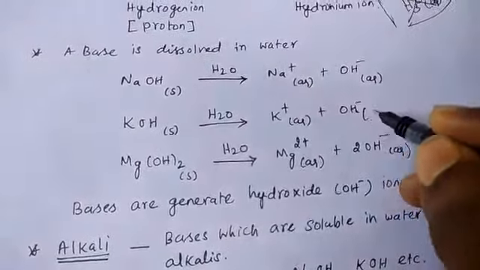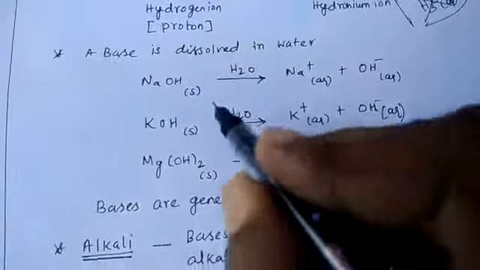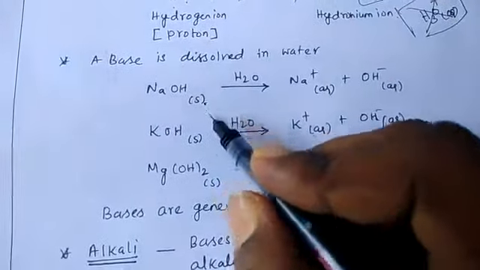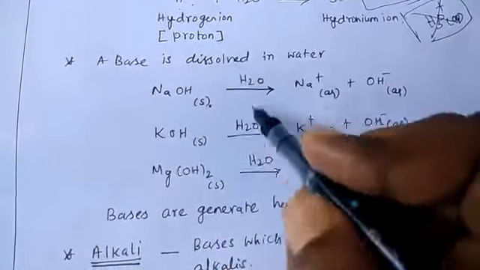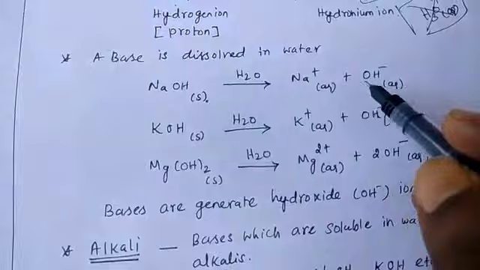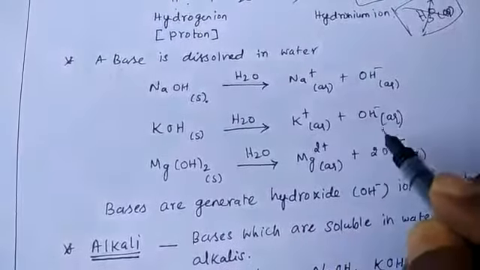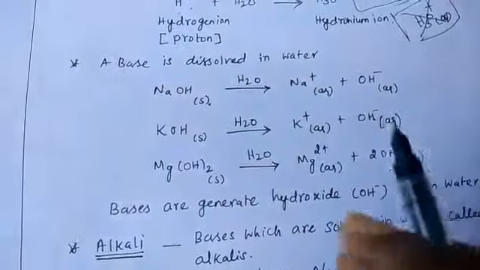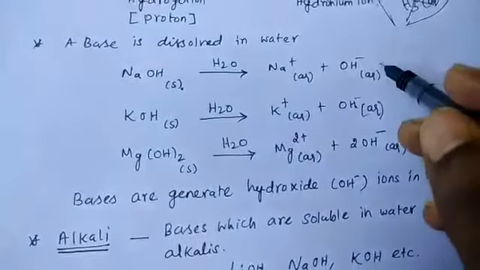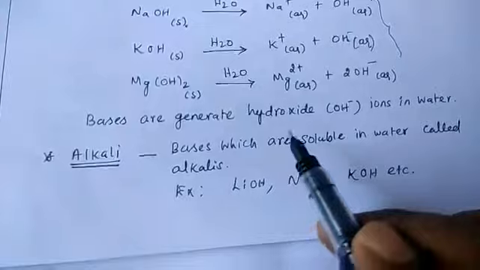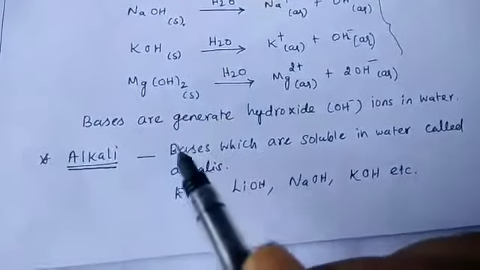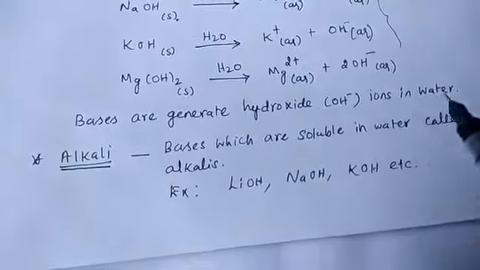So all are present in aqueous form. Sodium hydroxide is a solid, potassium hydroxide is a solid, magnesium hydroxide is a solid. When dissolved in water they form Na plus and OH minus ions, K plus and OH minus ions, Mg2 plus and OH minus ions. So generally, when all bases are dissolved in water, OH minus ion is produced. Bases generate hydroxide ions in water.